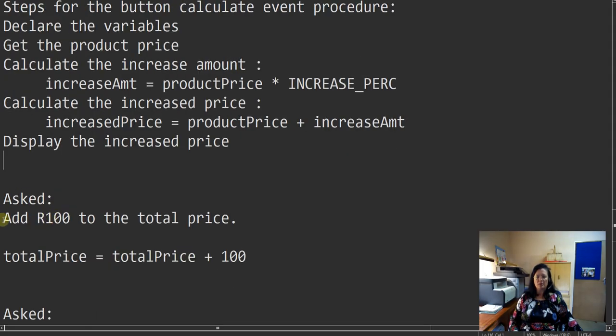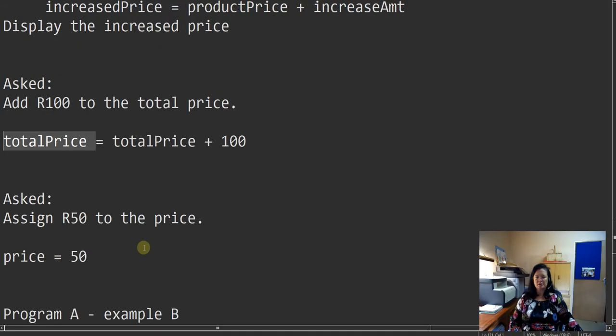Let's say you're asked to add 100 Rand to the total price. How would the formula look? I will take my initial or current price, add 100 to it, and save the answer in the same variable. Okay? So add 100 to total price, my formula would look like that. I take total price, I add 100, and I save it again in the same variable.